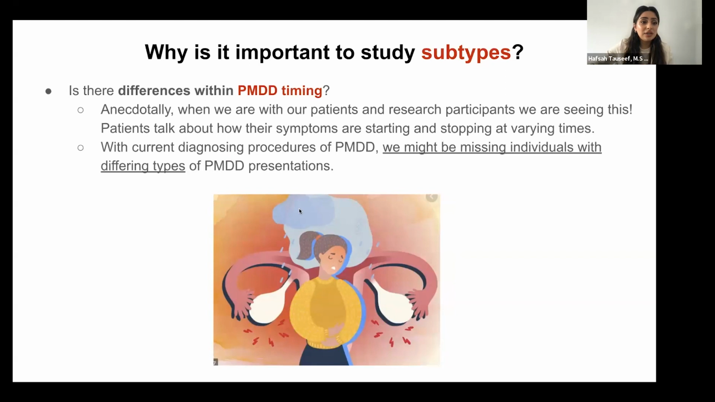Yeah. So another thing that we notice is anecdotally, a lot of patients and research participants tell us that their symptoms are starting and stopping at different times, and that PMDD seems to be very stringent in its onset and offset in terms of their timing. And what we feel is that we might be missing individuals with this hormone sensitivity because of the way we currently understand PMDD. It's pretty rare for us to see people with pure PMDD. Usually there are different symptoms having different on-off patterns. And that's why we thought this research would be really important to do.